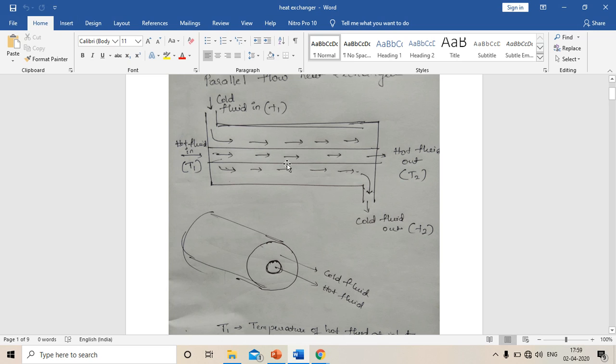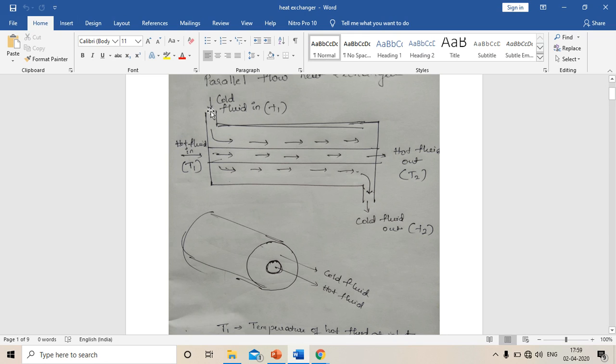First I will tell you the notations which I considered based on the heat transfer data handbook. Hot fluid entry from the left side is T1. Hot fluid outlet or hot fluid exit is capital T2. So capital T1 and capital T2 are the temperatures of the hot fluid at entry and exit, and small t1 and small t2 are the temperatures of the cold fluid at the entry and exit.